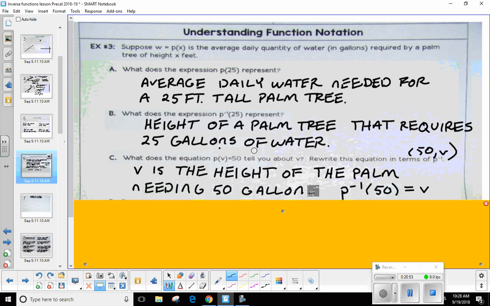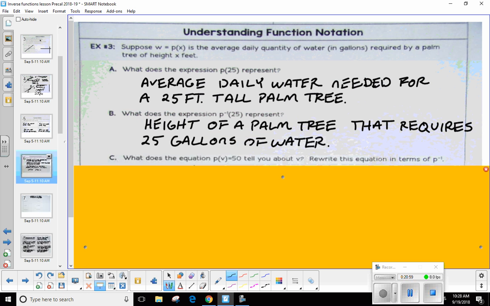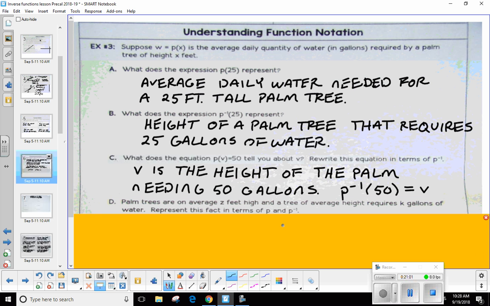All right, and I believe we have our last one here for this one. Palm trees are on average Z feet high, and a tree of average height requires K gallons of water. So we're changing the variables. V now represents our height. Z is going to be the number of gallons that we need. Represent this fact in terms of P and P inverse.